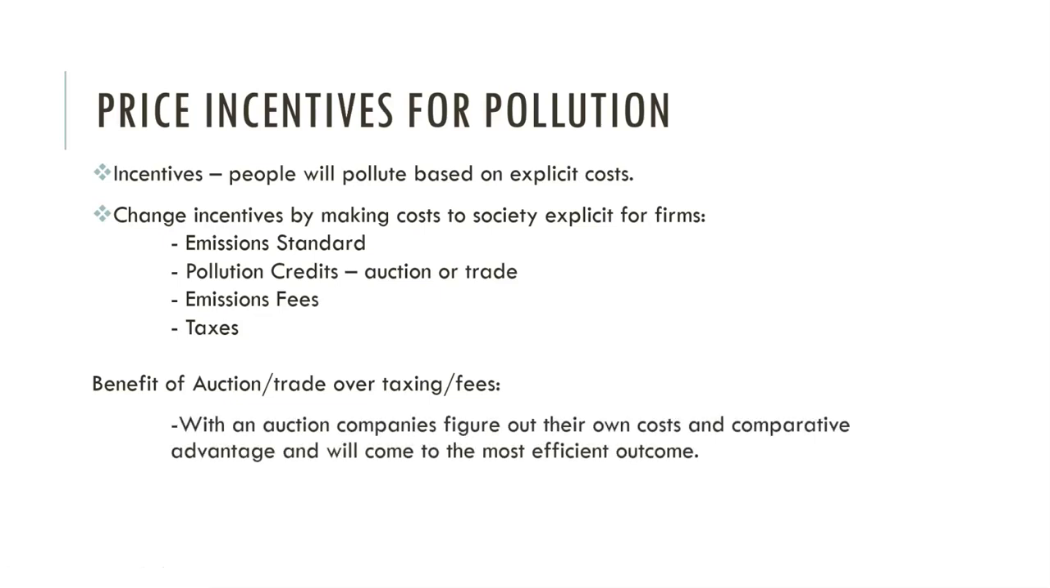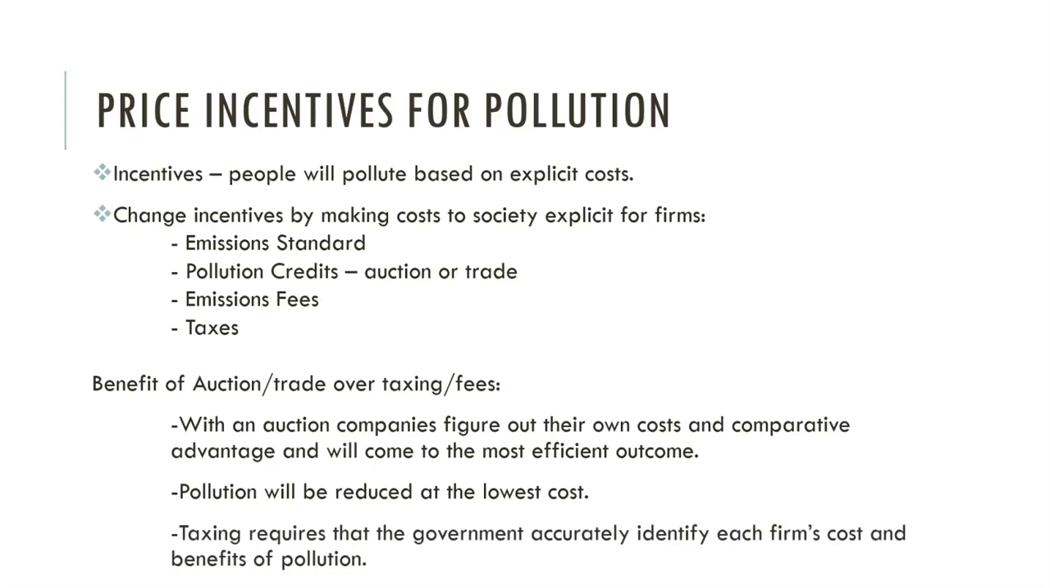When you have an auction, or if companies are allowed to buy and sell their credits, they're going to figure out their own costs, their own comparative advantage, and then they end up trading with each other. The people who need the credits the most are going to buy them from the auction, or from whoever is selling. And the people with lower pollution costs will just reduce their pollution. So this way we can reduce the same amount of pollution, but for the lowest possible cost. Okay, so it's going to be most efficient. We'll still end up with the same outcome. The same amount of pollution is reduced, but at a lower cost.